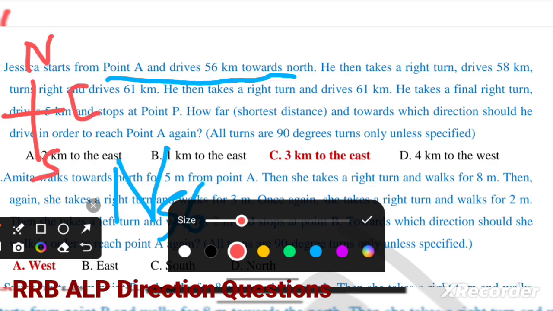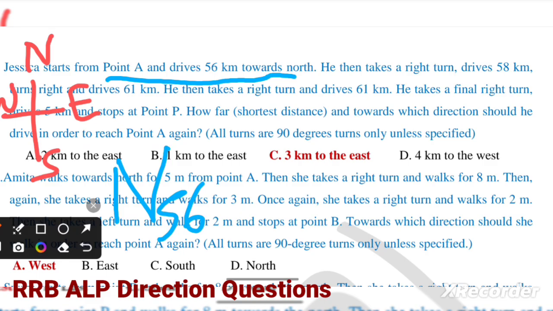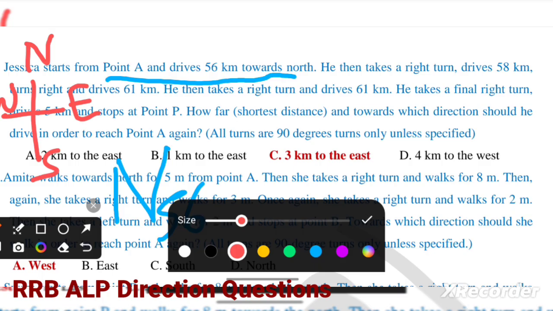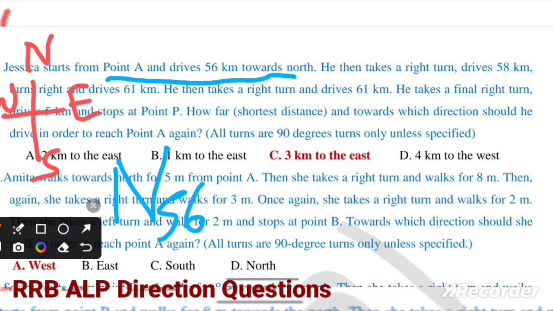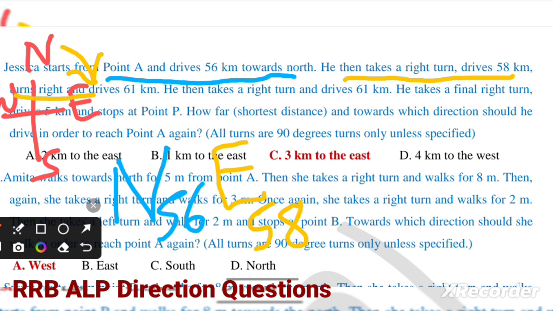So it is important while explaining that the directions should be visible to you, so that it will be easy to explain. So here, first you write down north 56. Next, he then takes a right turn. So for north, right means clockwise, that is east. East, what should you write? 58. Okay, east 58.